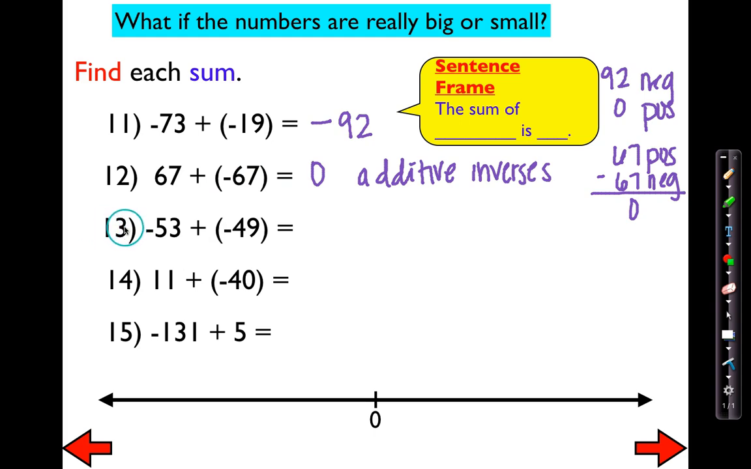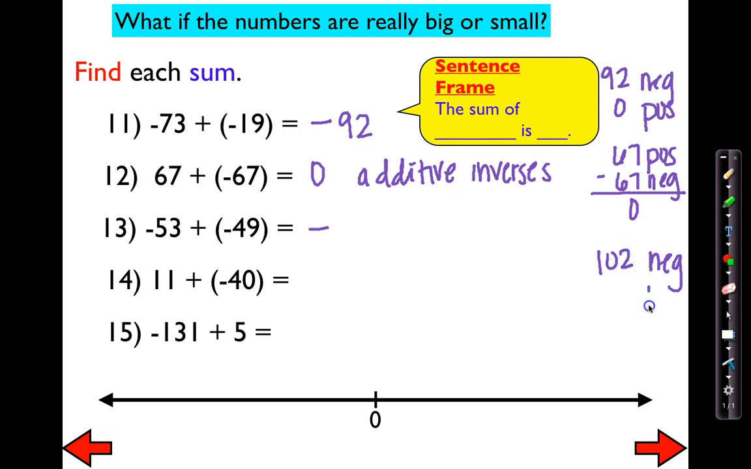Okay, what about number 13? Are there more positives or are there more negatives? Hopefully your answer is negative. Let's count how many negatives there are. Well, there's 53 negatives here and 49 negatives here. So altogether, I would say there is 102 negatives.